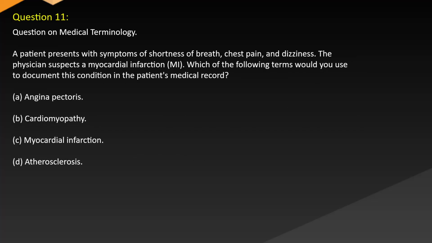A patient presents with symptoms of shortness of breath, chest pain, and dizziness. The physician suspects a myocardial infarction. Which of the following terms would you use to document this condition in the patient's medical record? A. Angina pectoris. B. Cardiomyopathy. C. Myocardial infarction. D. Atherosclerosis.